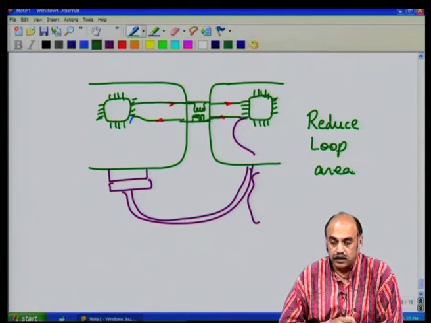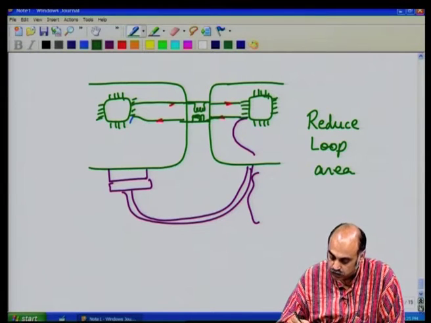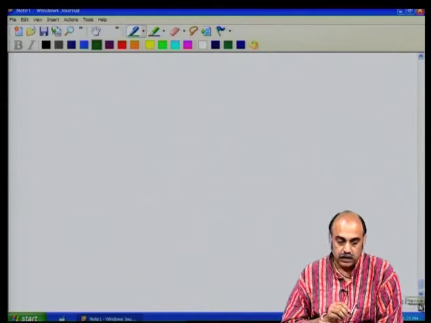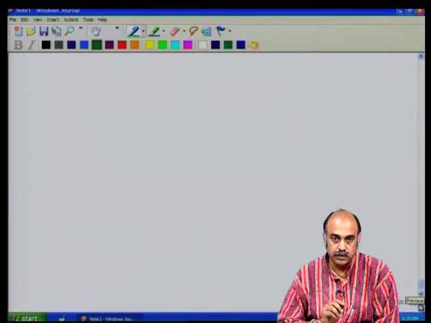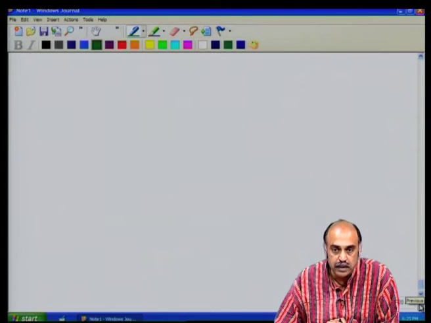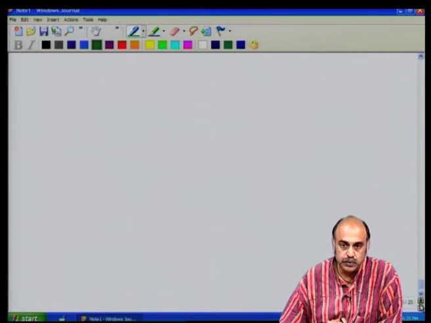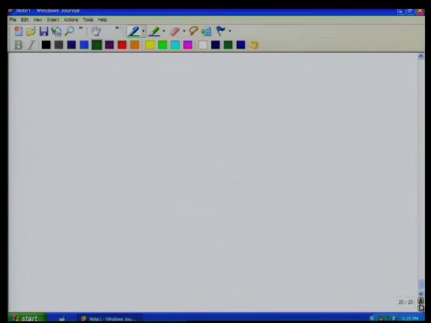In your track routing, when you route your track, see that you reduce the loop area, or keep the loop area to a minimum, to ensure fewer problems with electromagnetic interference.